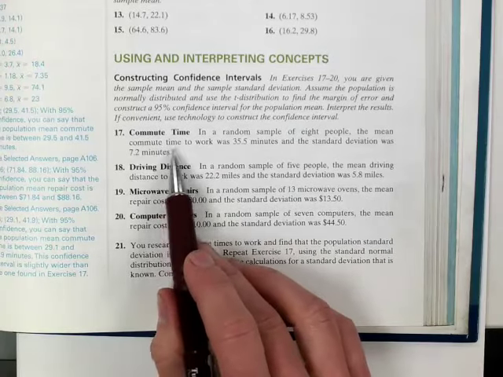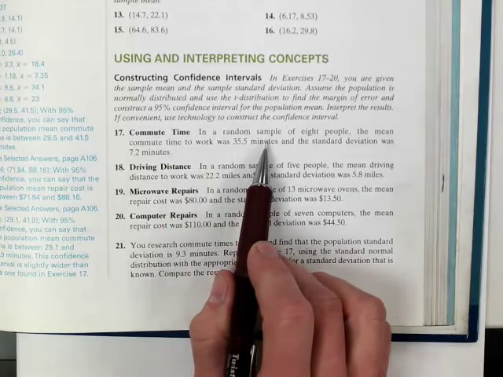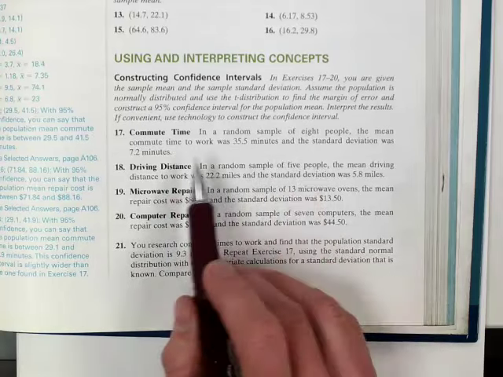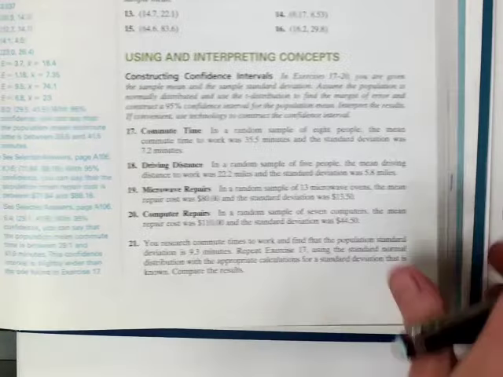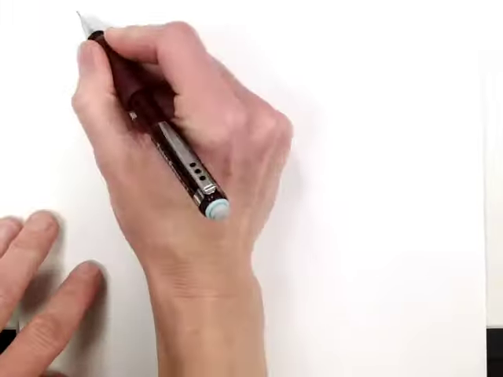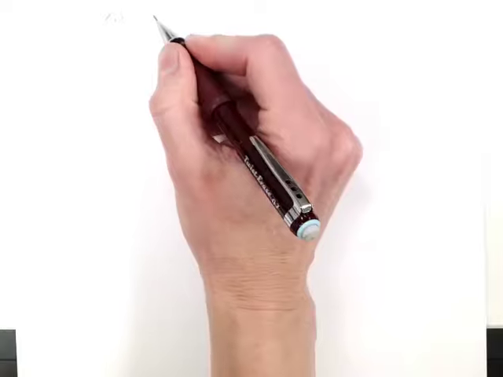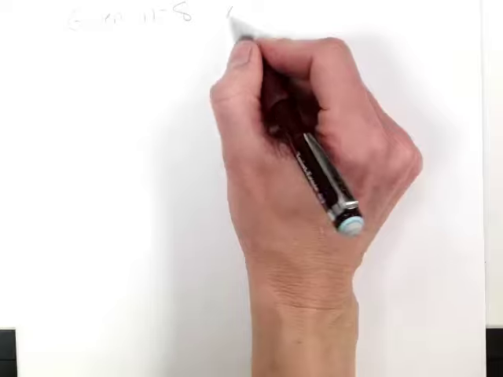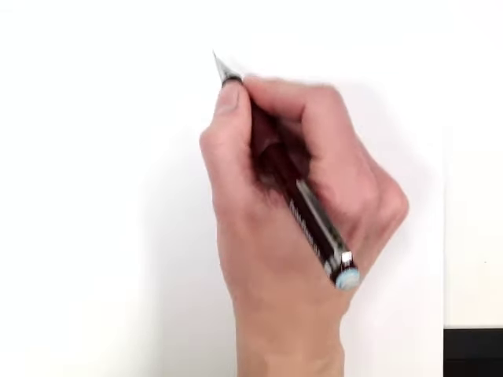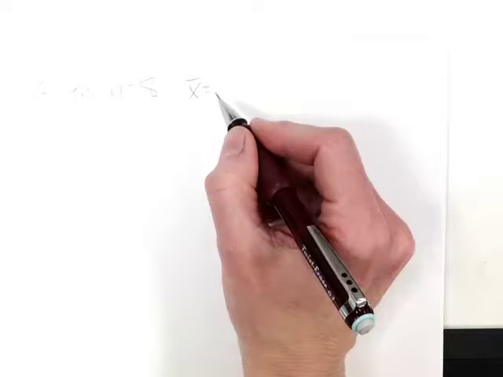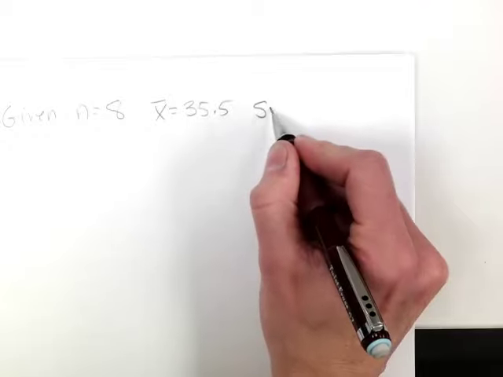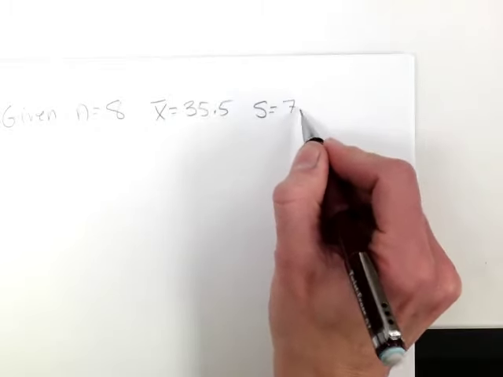Okay, so in this particular problem, we're given a sample of 8 people. The sample mean was 35.5 and the sample standard deviation was 7.2. Okay, so let's put that down. Okay, so we're given in this problem that n was equal to 8 people. The mean commute time, x bar, sorry about that, was 35.5, and the sample standard deviation was equal to 7.2.